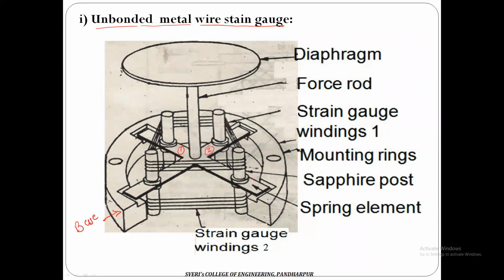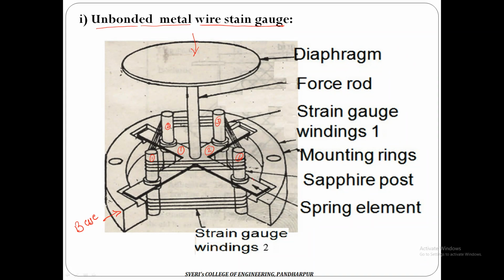Just like a weight machine, you can observe that this is the base on which you can stand, and once you stand over this diaphragm, then this force will be accepted by this force rod, and it will be given to these rings here. So have you observed that on those two strips there are 4 points, 1, 2, 3, and 4 rods, and on those 4 rods, a smaller diameter wire is wound on the upper side and also on the lower side.